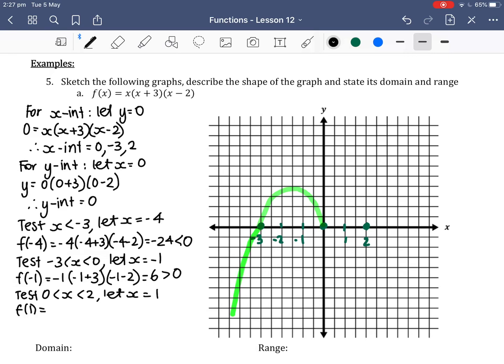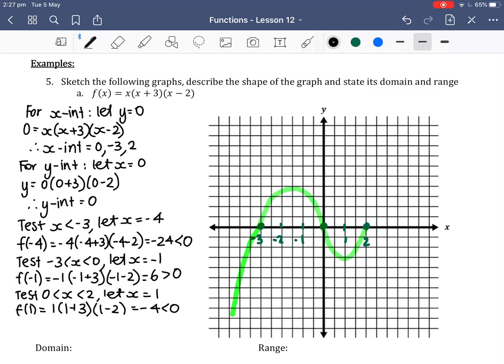So let's sub in positive 1 into our function. So 1 bracket 1 plus 3 bracket, bracket 1 minus 2. When we sub that in, we get that equal to negative 4, which is less than 0. So that means our function goes below our x-axis and then hits the x-axis again at 2.